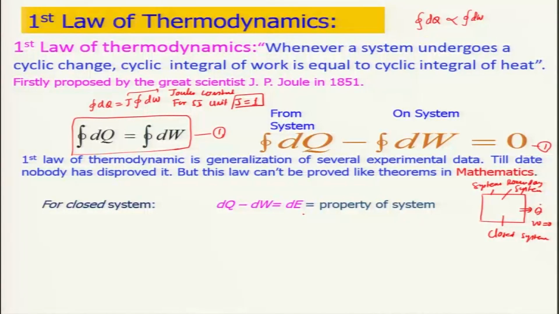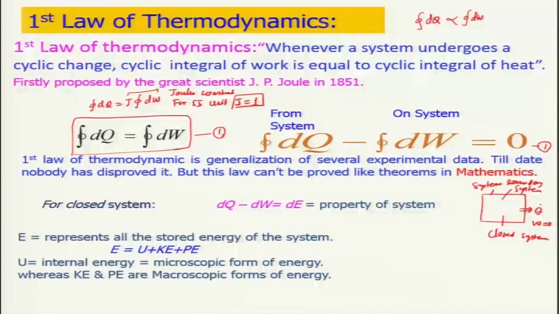So, for a closed system, dq minus dw is equal to dE, that is the property of the system. dE is the change in energy, and E represents all the stored energy of the system. It consists of internal energy, U, which is the microscopic form of energy stored inside the system, whereas KE is the kinetic energy, which is due to the motion of a system, and PE is the potential energy, and these are macroscopic forms of energy.